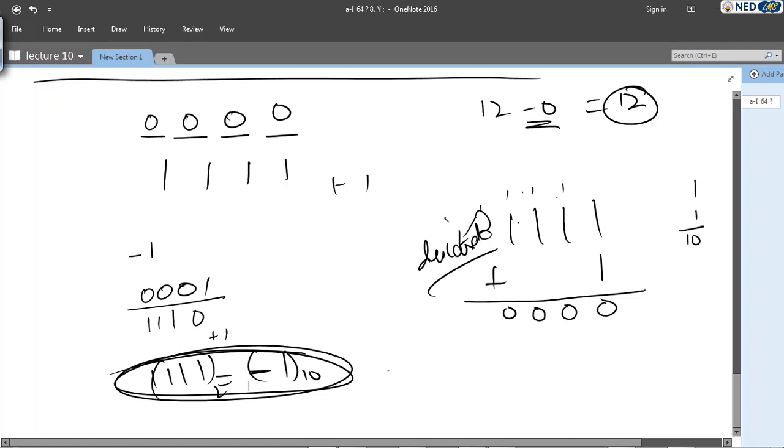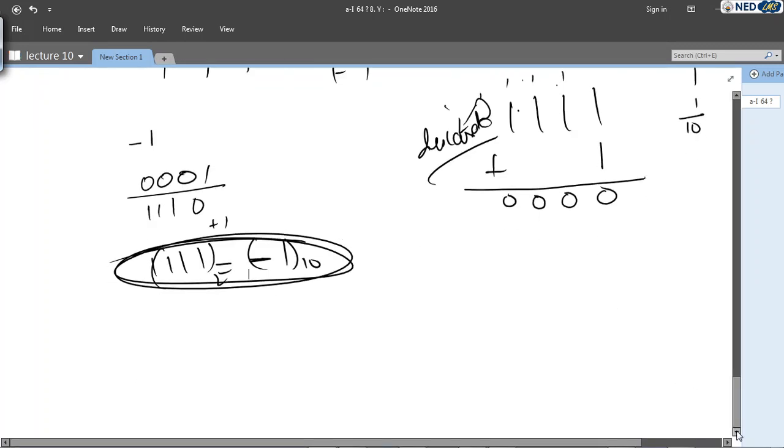And why is this equal to minus 1? If you convert 1111, the weights are 1, 2, 4, minus 8, because the last bit is the sign bit as well as the magnitude bit. If we add these numbers together, we get minus 8 plus 4 plus 2 plus 1. 4 plus 2 is 6, plus 1 is 7, and we get minus 1.